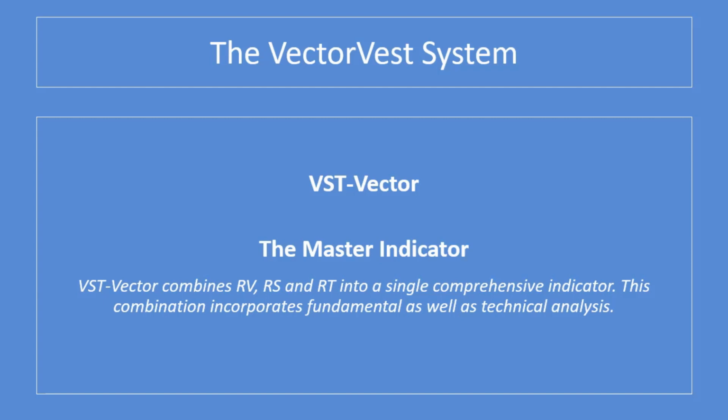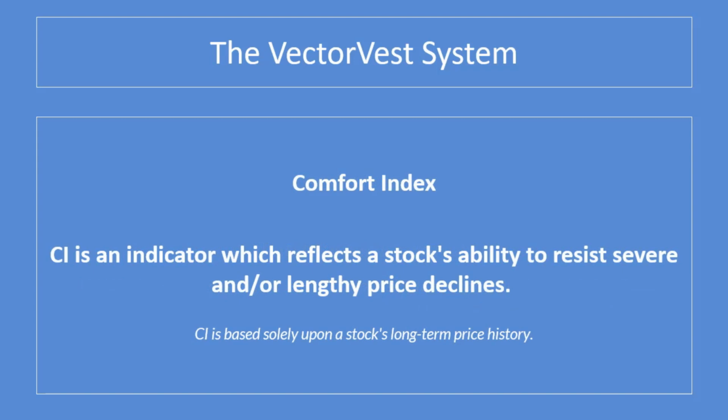It's bringing to the top of the list the stocks that have that best combination of relative value, relative safety, and relative timing. Now, outside of the VST system, we also have an indicator called Comfort Index, or CI. Angie writes, CI is also an intelligent measure of a stock's price trend, but it's different from RT in that it reflects a stock's ability to resist severe and/or lengthy price declines.